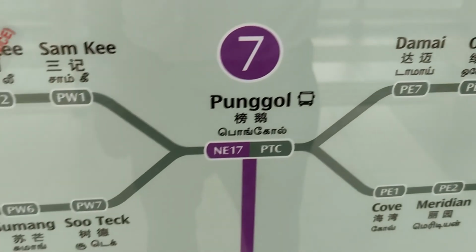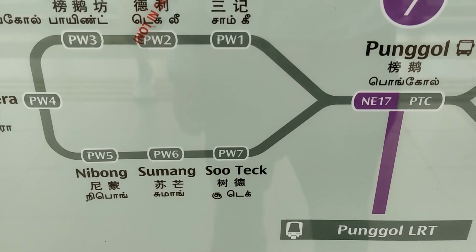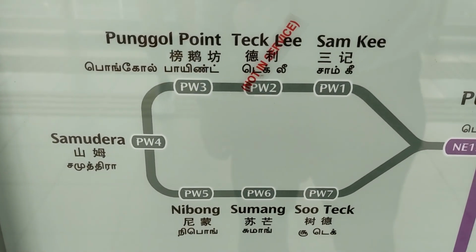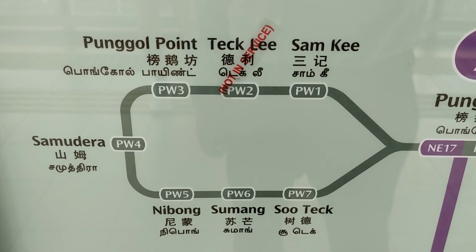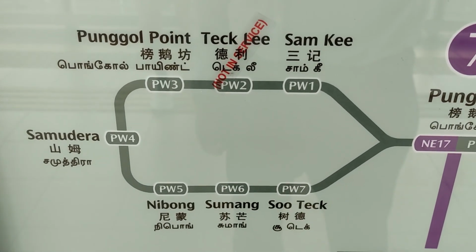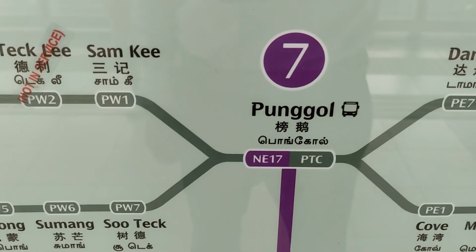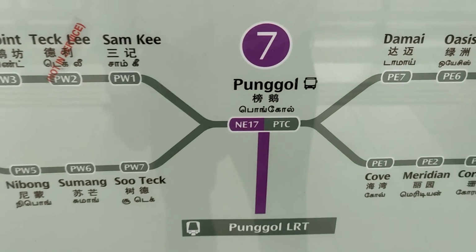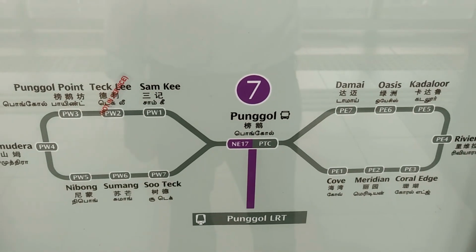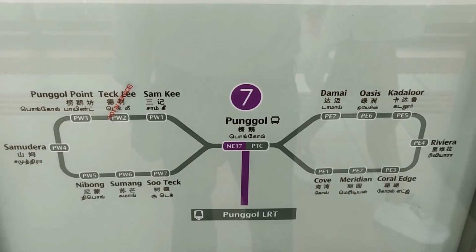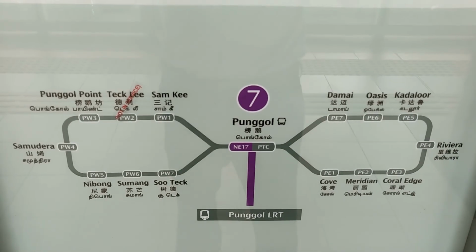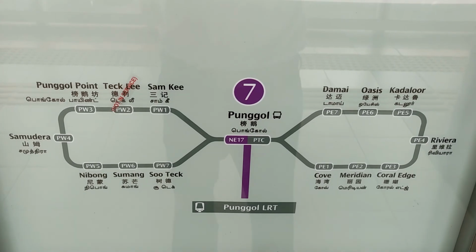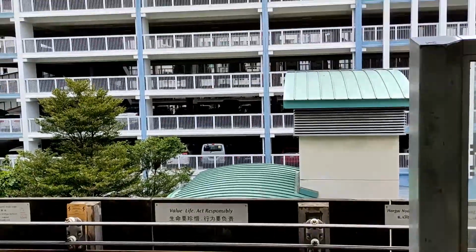That is from Punggol to Samki, Sutak, Sumang, Nibong, Samudra, Punggol Point, Tekli, Samki. So I got into this wrong loop. So this is not the area which we should travel. So we are going back to Punggol LRT, that is back to the Punggol station. We are going to go back, and from there we are going to go to Kadaloor. So we are going to take the other loop. That's why I tell you to please check which loop you are going to travel.